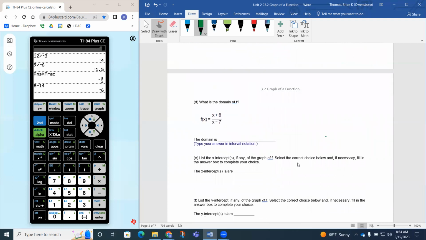So next question says, what is the domain of the function? So remember, the domain of a function always starts out as a set of real numbers. And there's two things we have to watch out for: we cannot divide by 0, and we cannot have a negative inside of a radical. So what's inside the radical has to be greater than or equal to 0.